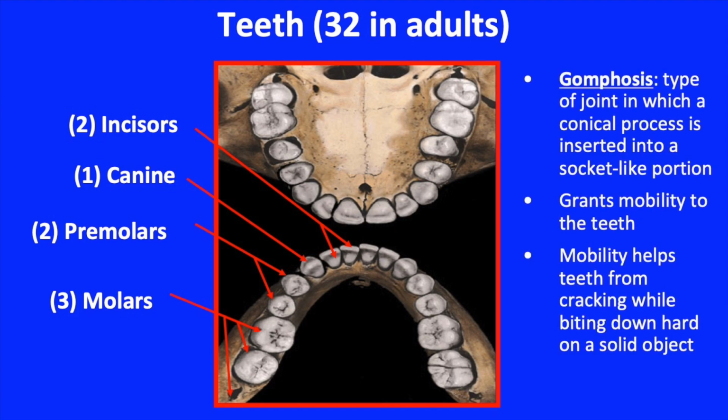As to the type of joint that forms between the teeth and the mandible and maxilla, it is called gomphosis, perhaps my favorite word ever that I once played in Scrabble. Gomphosis refers to a type of joint in which a conical process is inserted into a socket-like portion, which grants mobility to the teeth. The mobility helps teeth from cracking while biting down hard on a solid object. If you like to eat ice, thank the gomphosis type of joint that we have for our teeth.